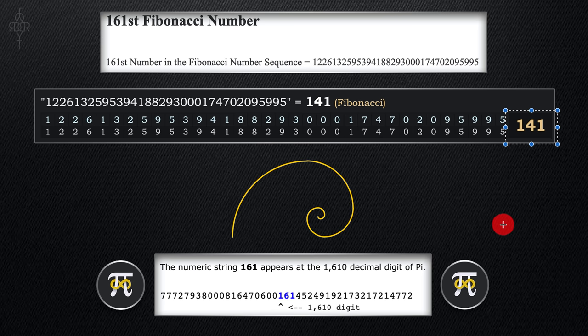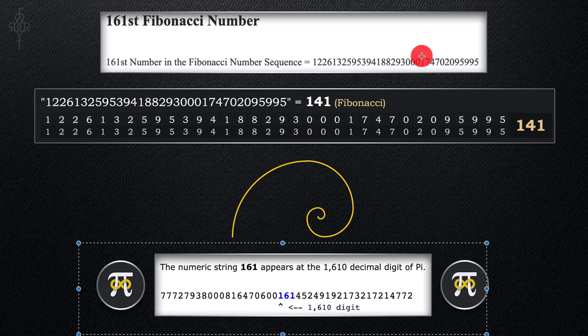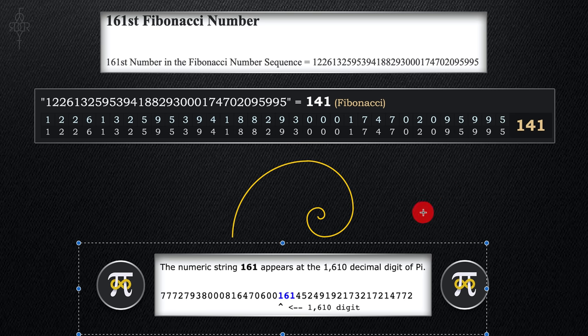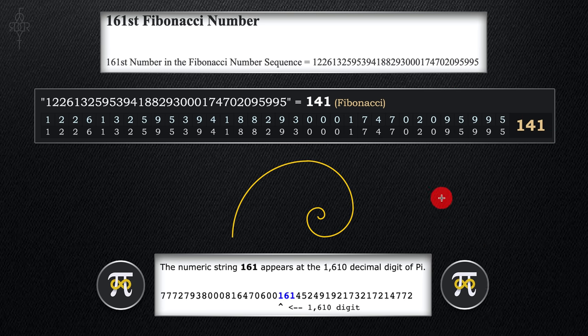Because the 161st Fibonacci number added up ends up becoming the first three digits of pi, 141. And of course, when you take 161 and measure that into the string of pi itself, look at where it appears. Look at how strong this is. This is so strong, right? We're talking about pure mathematical genius right here, and man could never code this, ever. Whatever created this reality, this is all its own design. And these are pure genius mathematical expressions right here.